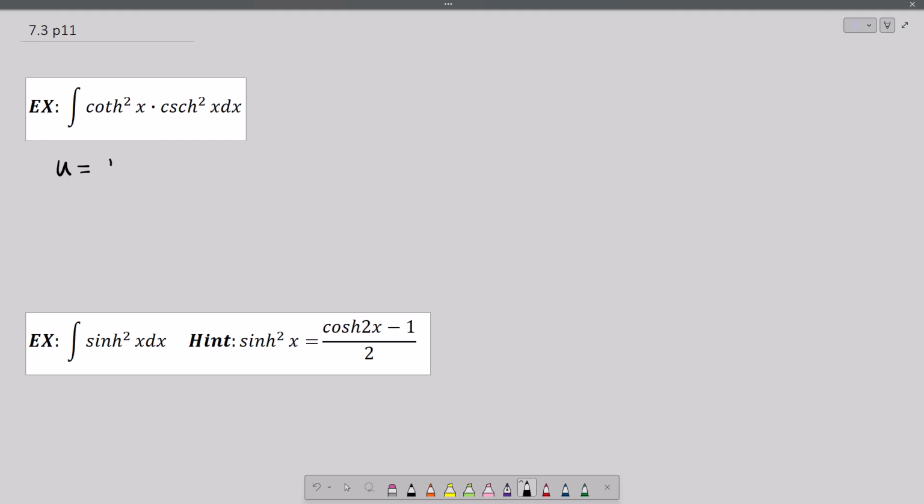so if we let u be csch, we would want its derivative to be present, or a multiple of its derivative. What's the derivative of csch? Certainly it's negative. Csch coth. Negative csch coth times dx. And that is present. Right? There is a csch coth up there. So that is present. So let's see if we can get to it.